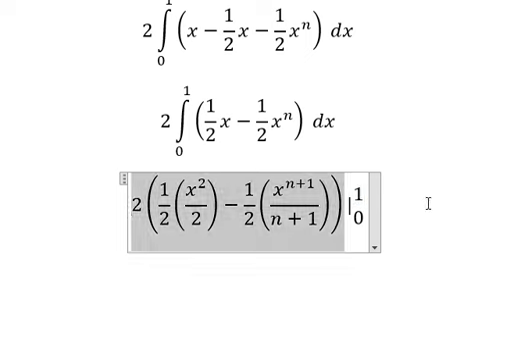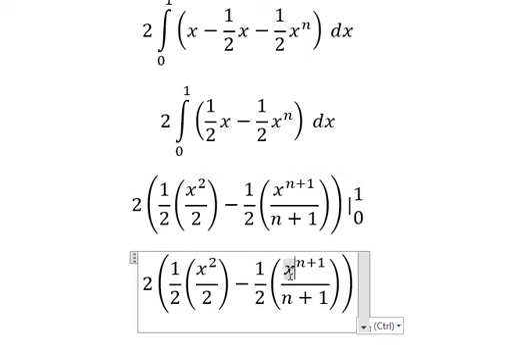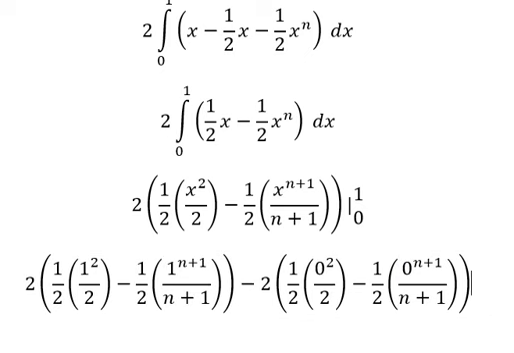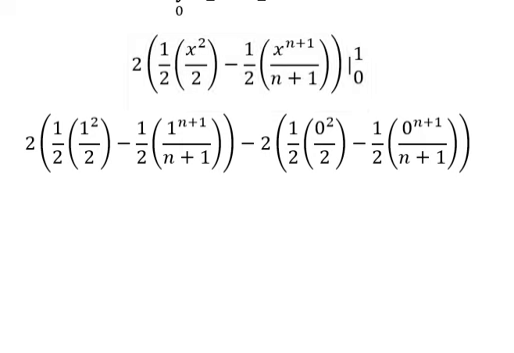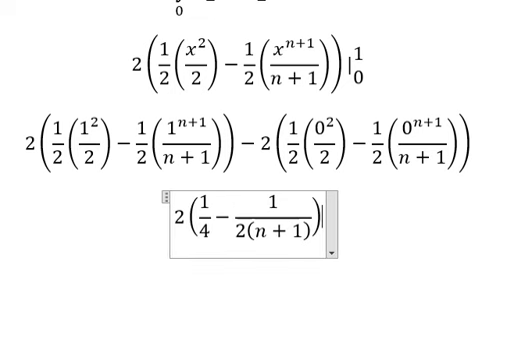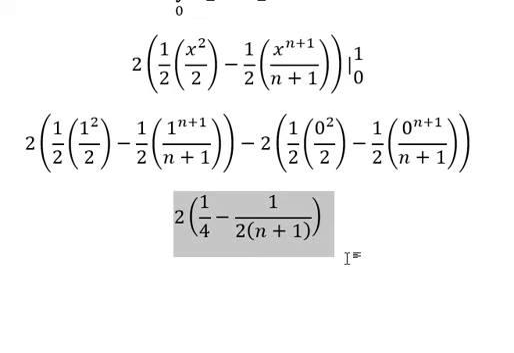So I will put 1 here and 0 here. And now we need to simplify this one, that is about 4. This one is about 1 over 2 of n plus 1. And this is the final answer.